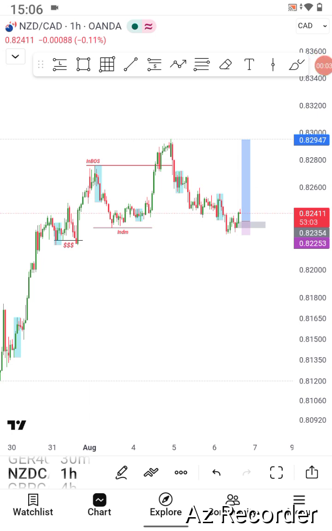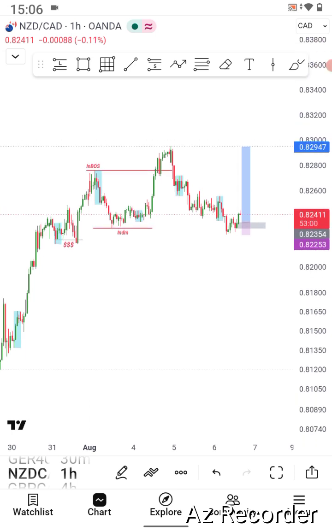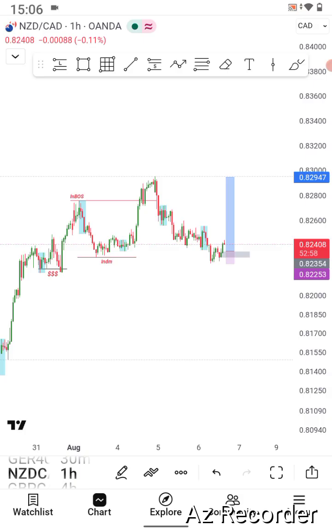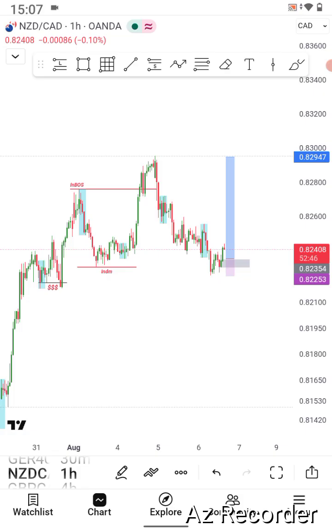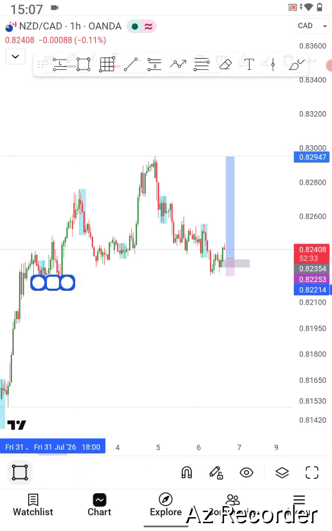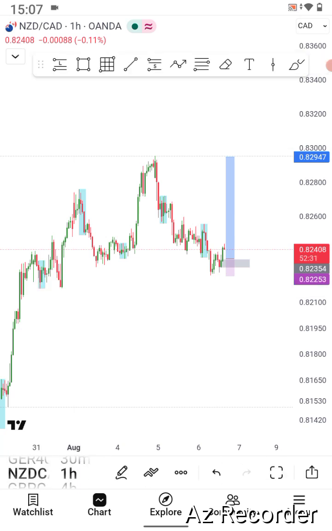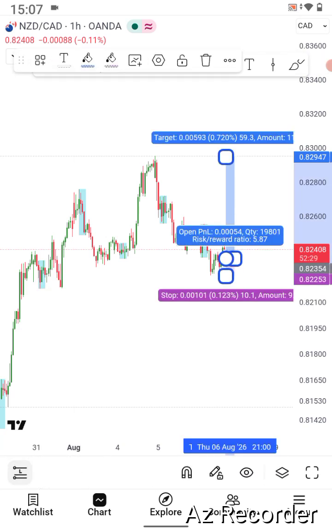Hello, good afternoon, people. Let's analyze this trade together. I'm about to take this trade, so I want to do a breakdown of what's happening. This is New Zealand CAD, the New Zealand dollar against the Canadian dollar. This is the 1 hour time frame. So let's analyze everything together. Let me clear the chart, let me clear everything so we'll do it together.